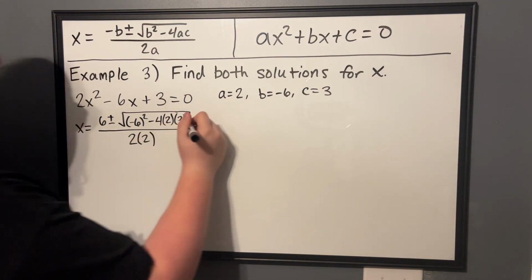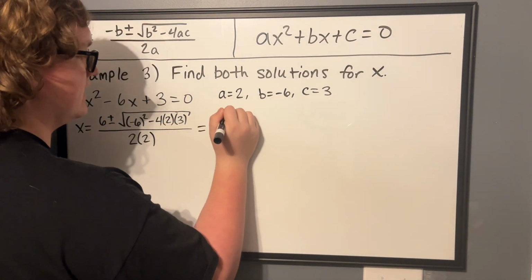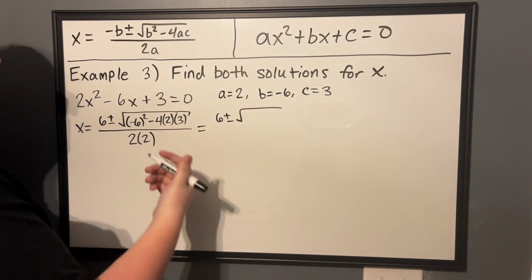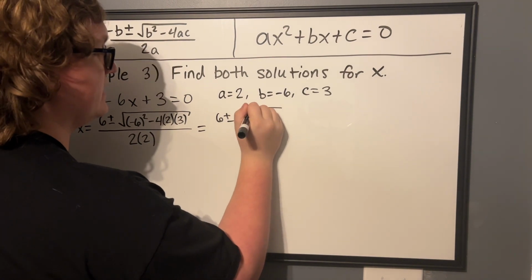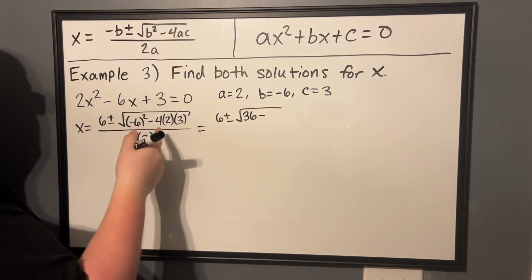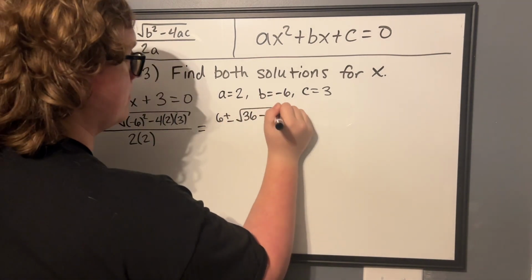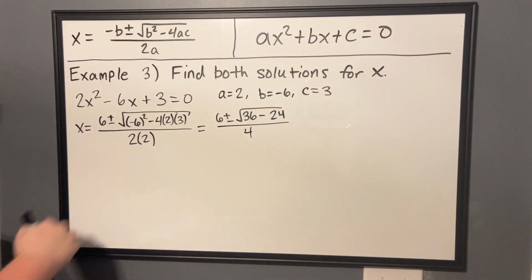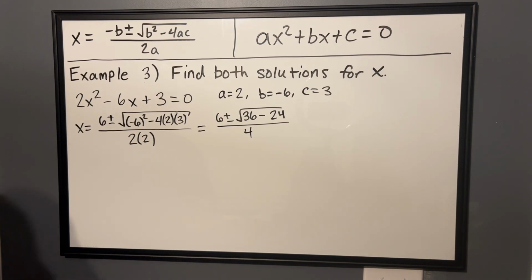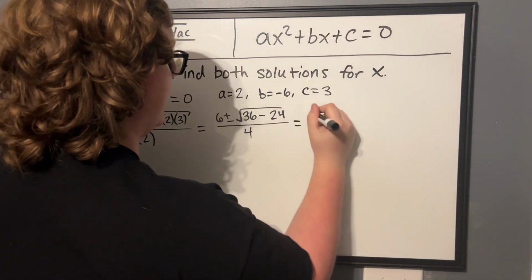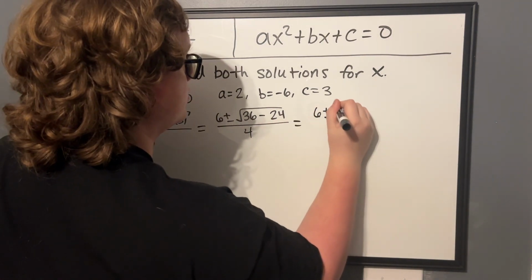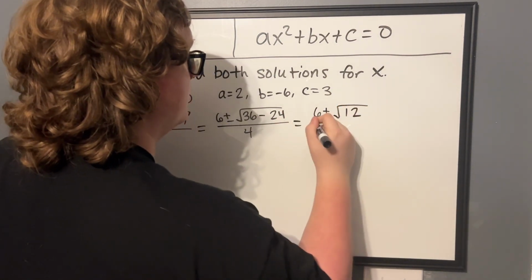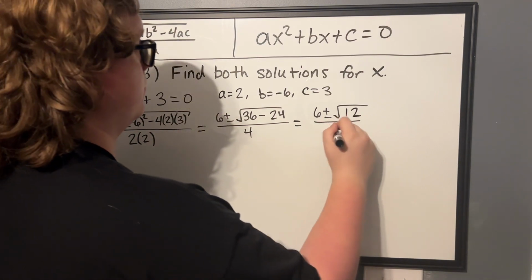Okay, so now we want to simplify a little bit more. So we're going to get 6 plus or minus the square root. -6 squared is -6 times -6, which gives us 36, minus 4 times 2 times 3 is 24. And all of that is over 4, because 2 times 2 is 4. Again, we need to keep simplifying, so we're going to have 6 plus or minus the square root 36 minus 24 is equal to 12. And all of that is over 4.